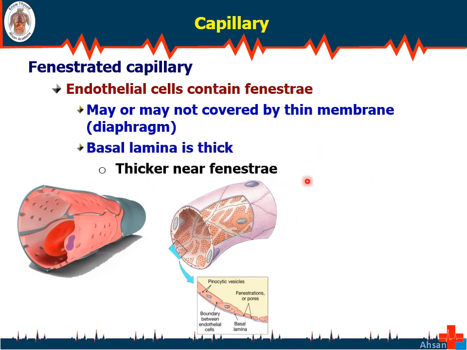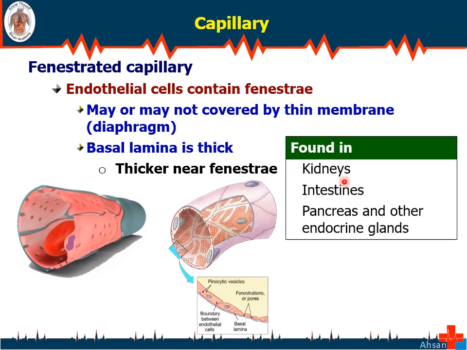There is thickening of the basal lamella near the fenestration. So the control is there on the passage of substances through the perforation, but the leakage allows easier transport of substances between the plasma and the surrounding extracellular matrix. So the pathway is relatively easier in fenestrated than in continuous capillary.